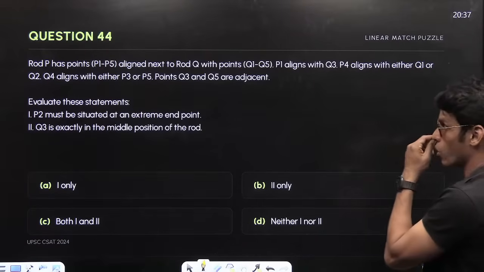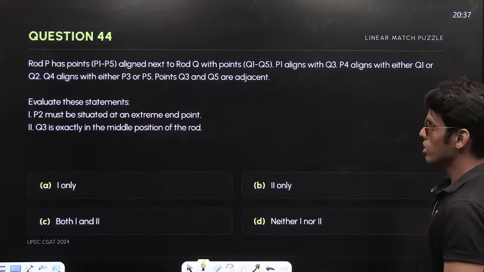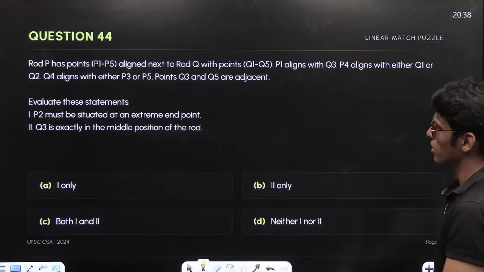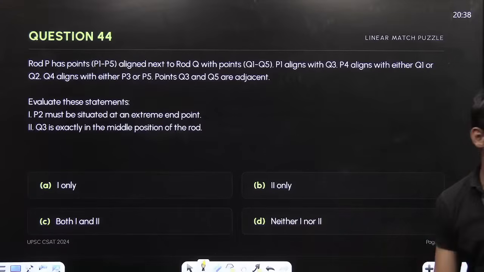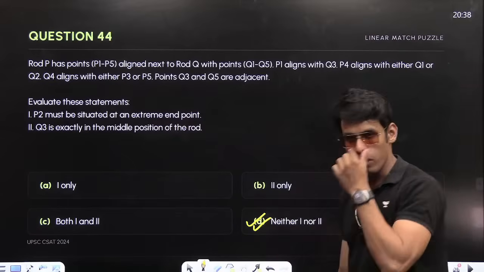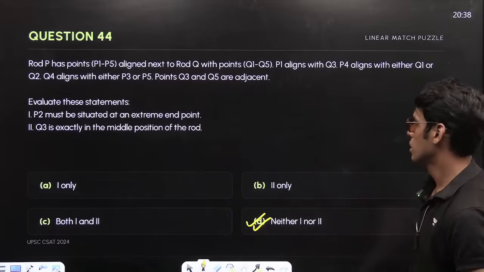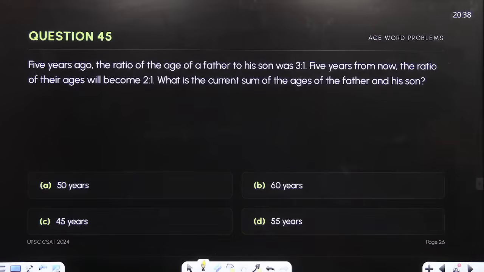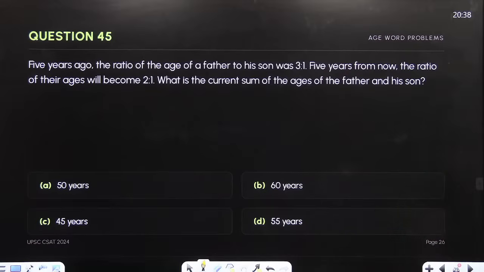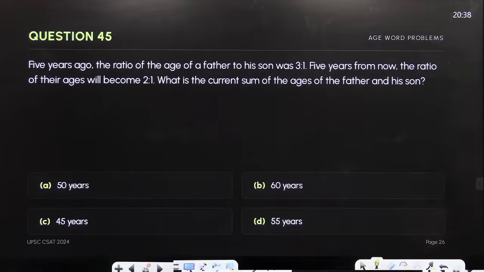Now this was a highly skippable problem. I'm just simply going to write the answer, because this was a very lengthy one. I also solved it, and it was a very lengthy one. This was neither 1 nor 2. The majority of the learners must have skipped it, even engineering learners.